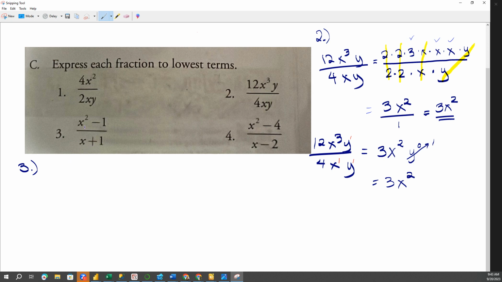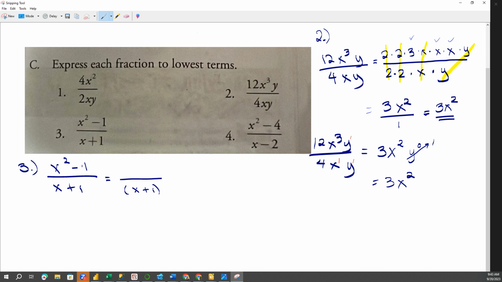So I'm hoping that you have learned how to factor this, x squared minus 1 over x plus 1. The denominator, you can't really factor that anymore because that's as simplified as it gets. So you can just put that in parentheses, so it counts as 1.